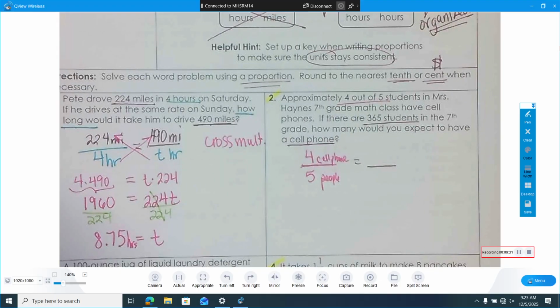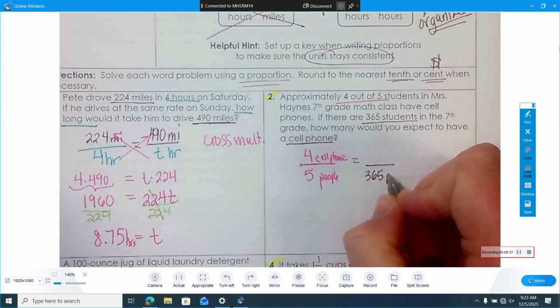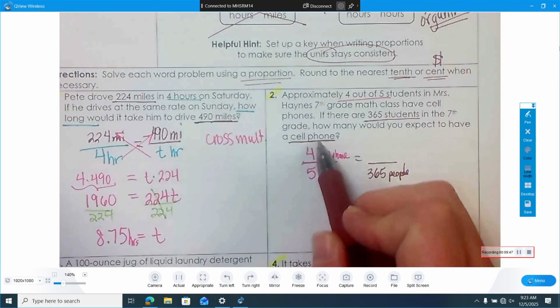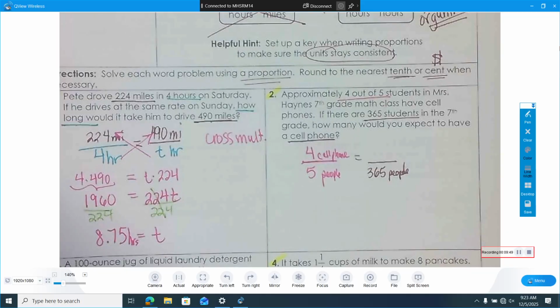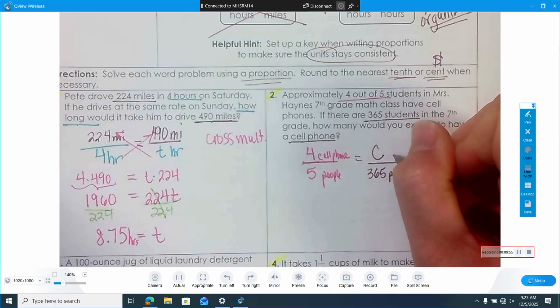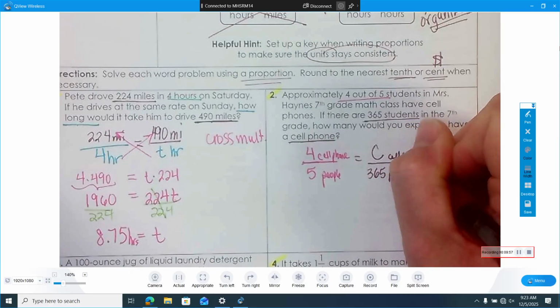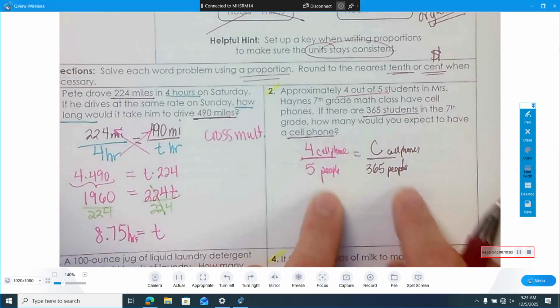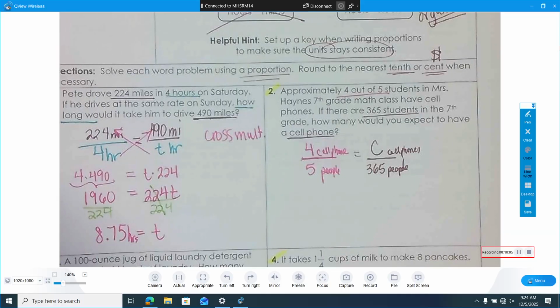Now the question is, where do we put that information? Where does the 365 students go? On the bottom, yeah, that 365. Those are the people that we have, the total number of people that we're talking about. I could change that word to students, total students, okay? How many would you expect to have a cell phone? What should we do for that? C, yeah, sure, we could use a C. That's what we're trying to figure out, where C is the number of cell phones that we're looking for. So again, we've got the number of cell phones on top, and then the total students on the bottom. So that's our great setup, and from there we can do what to solve?